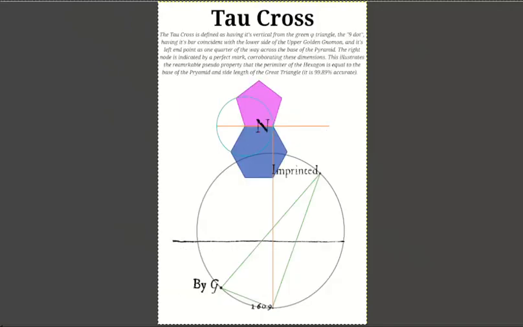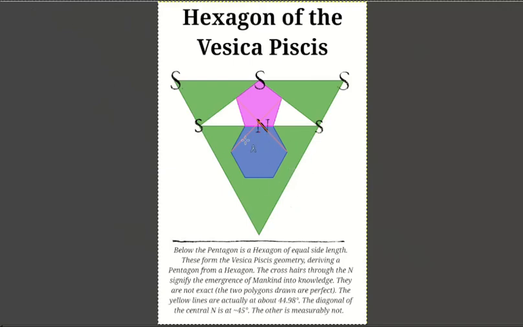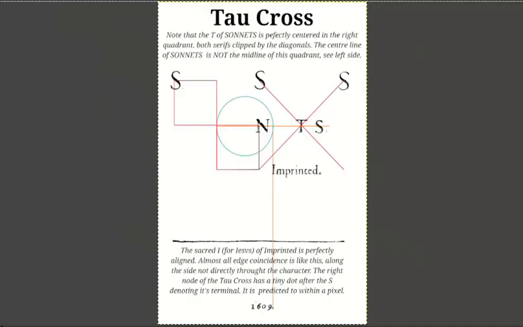So the thing about this tau cross now, and the fact that it just so happens to be both a quarter of the way across and terminating perfectly on this circle, is that it actually tells us that the perimeter of the hexagon is equal to the side length of this big triangle here. The perimeter of that is equal to, well, it's actually 1.002, I believe, of this side. So that's good.